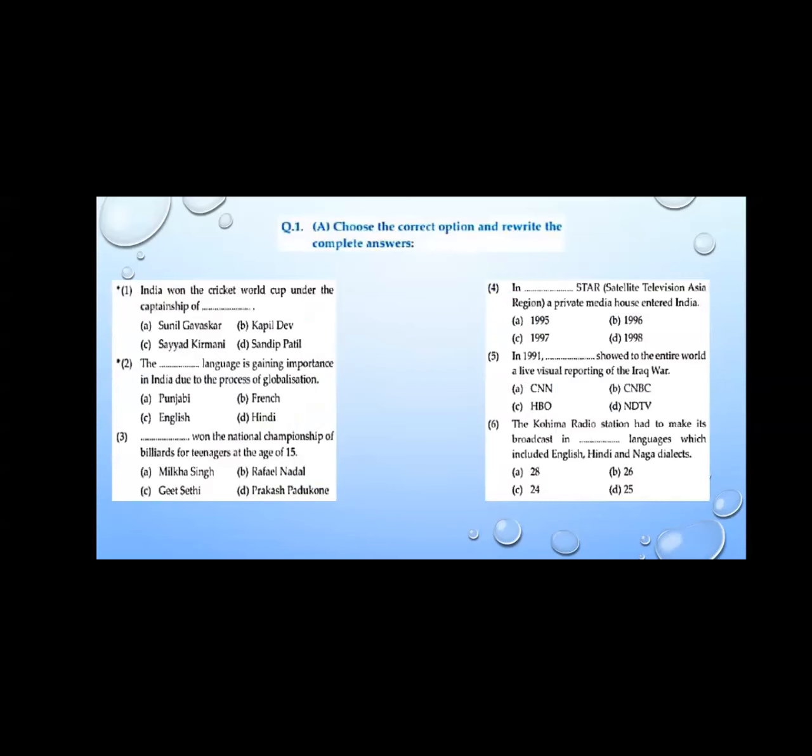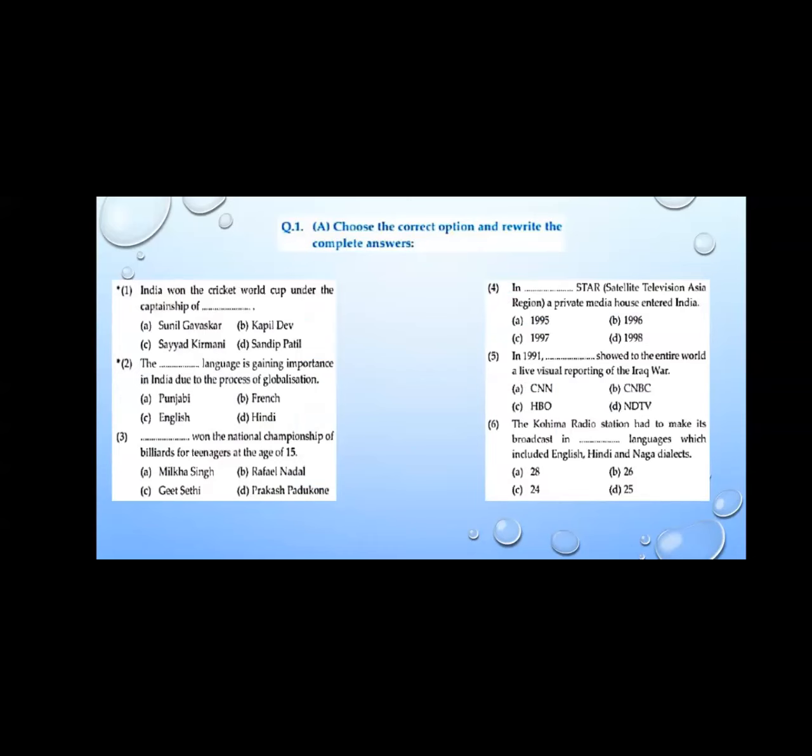Now, here we have question number 1A, where you have to choose the correct option and rewrite the complete answer. Many times students don't write the full sentence. You have to write the full sentence with the answer and then you have to underline the answer as well.